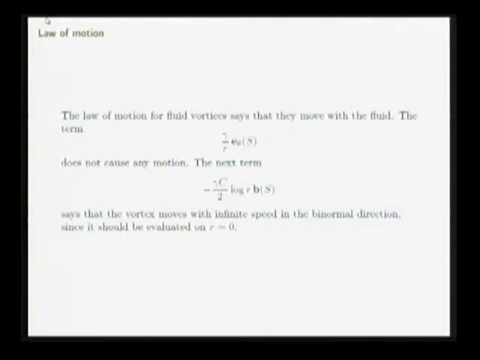So the next term is minus log r times curvature in the binormal direction. And we're supposed to evaluate this at r equal to 0, so we're going to get infinite velocity for the vortex in the binormal direction. So there was some discussion about how you can do this.